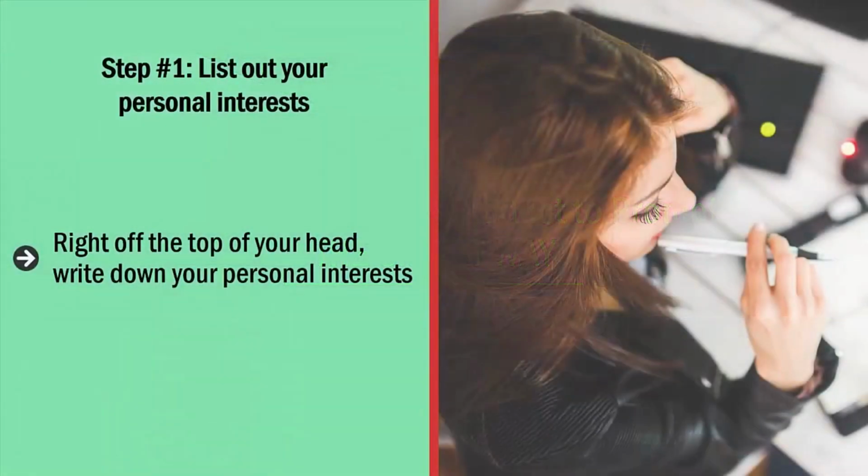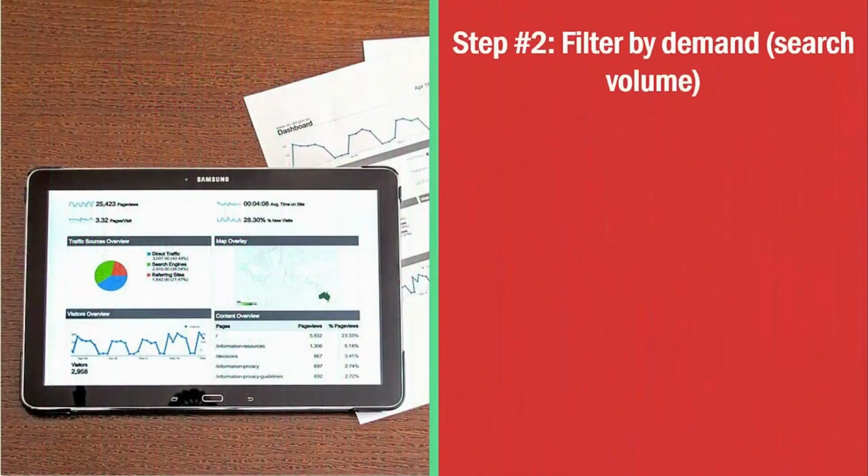Step 1. List out your personal interests. Right off the top of your head, write down your personal interests. These should be topics that you love talking about and are so interested in that you would talk about them even if you're not getting paid. Come up with a long list. As long as you're truly interested in these topics, write them down. Step number 2, filter by demand, search volume.